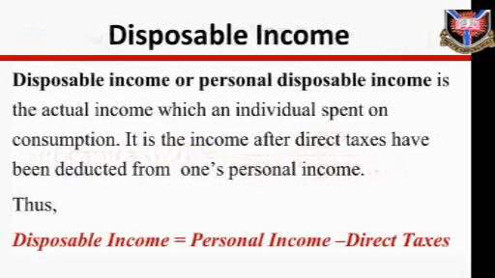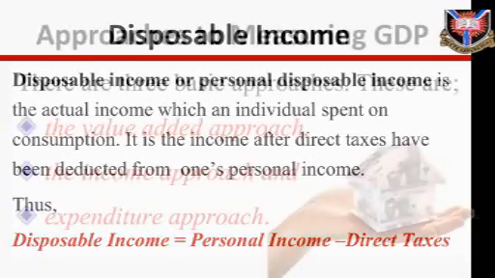Disposable income. Disposable income, or personal disposable income, is the actual income which an individual spends on consumption. It is the income that remains after direct taxes have been deducted from one person's income. Thus, disposable income equals personal income minus direct taxes.